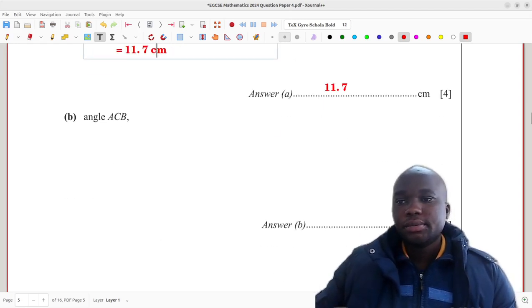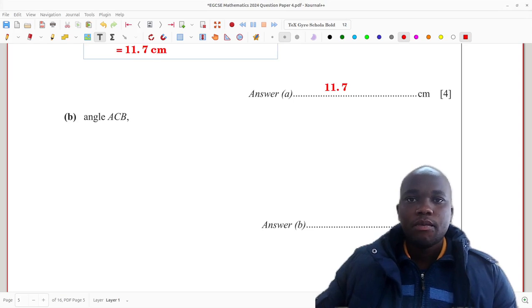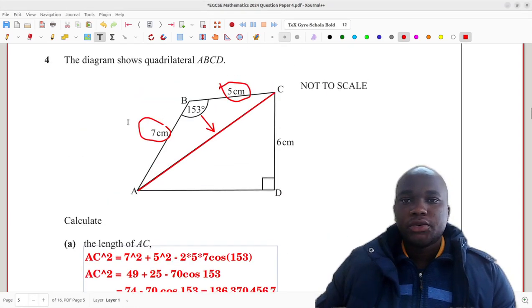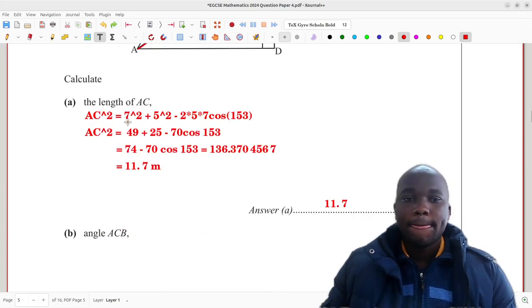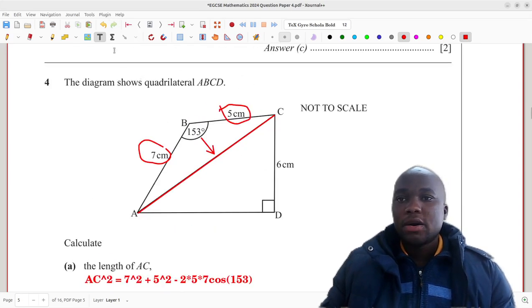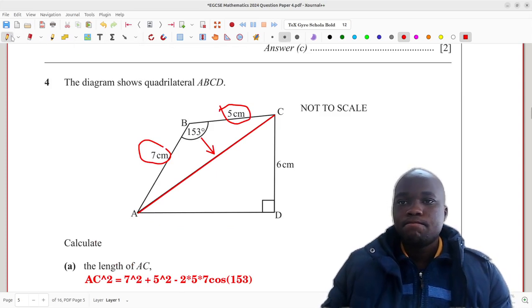Next question, that was question number A. Question number B requires us to calculate the angle ACB. Let's check. Angle ACB, it's this angle here.